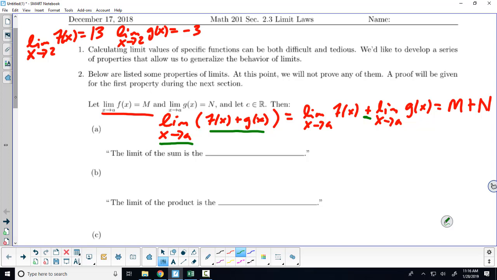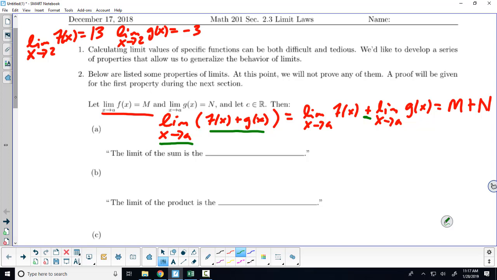Does it show up everywhere? Does it always work? Okay. If you think of your square root operation, if I ask you to find the square root of 9 plus 16, does that equal the square root of 25?